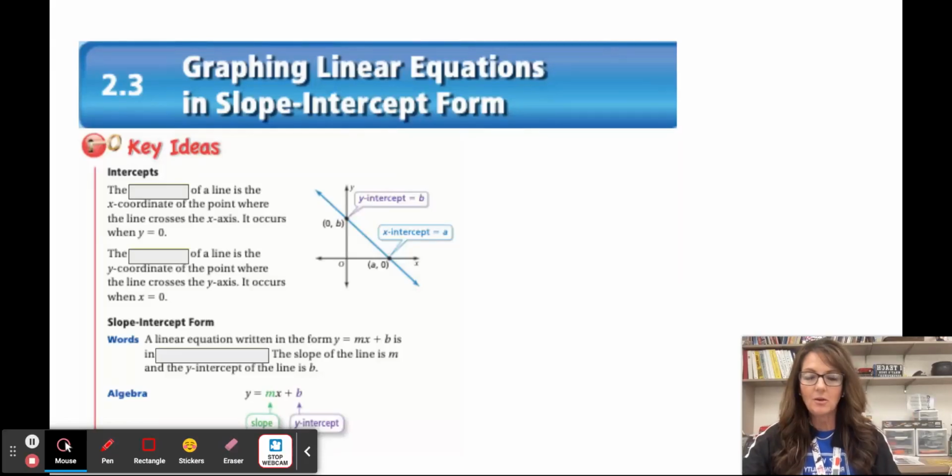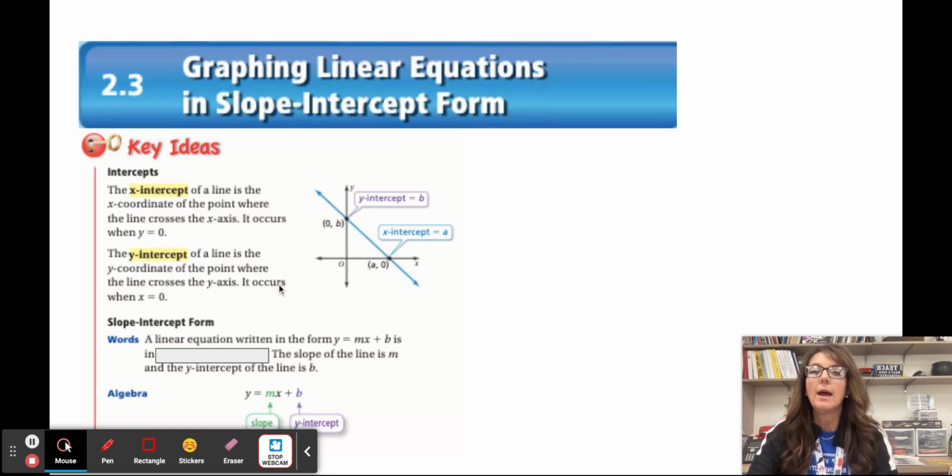Okay, here we go. Lesson 2.3, we're going to be graphing some linear equations in slope-intercept form. So when we're talking about the intercepts, we're talking about the places where they're crossing the y and the x-axis. So first up is the x-intercept right here in blue. You have a comma 0, sorry about that.